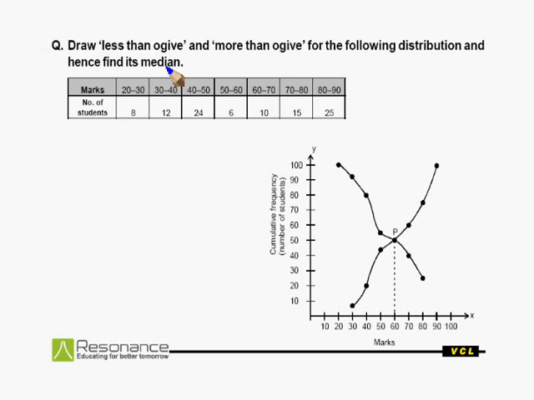Now again we have to find the median by using the graph. There is a second method by which we can draw a less than ogive and more than ogive. Earlier we saw how to find a median by drawing a less than ogive. Now we see how to find the median by drawing less than and more than ogive on the same graph.